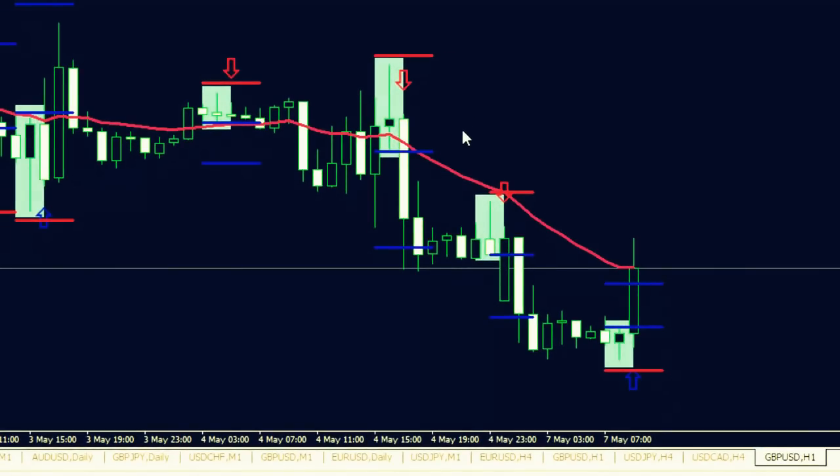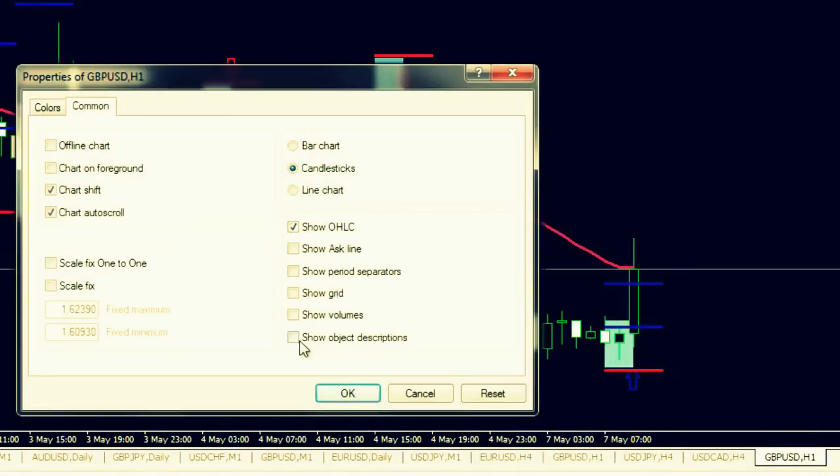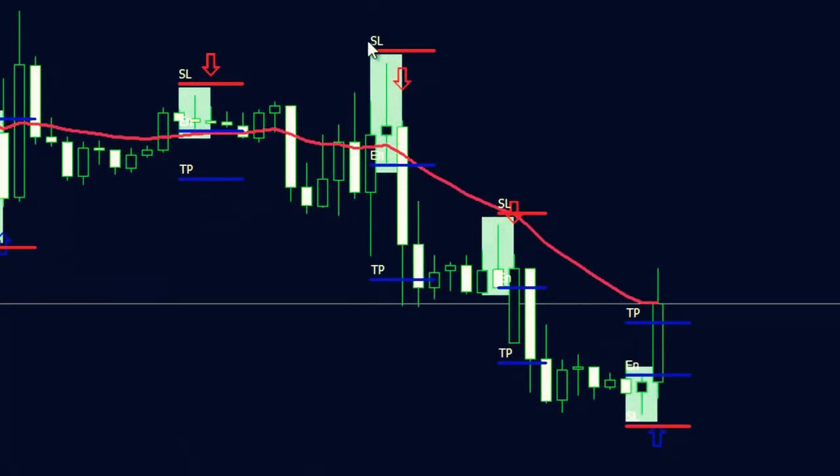A small trick for you, if you want to see which line is what, just right click on the chart, go to properties and check show object description, click OK. And as you can see here, we have SL for stop loss, EN for entry and TP for take profit.